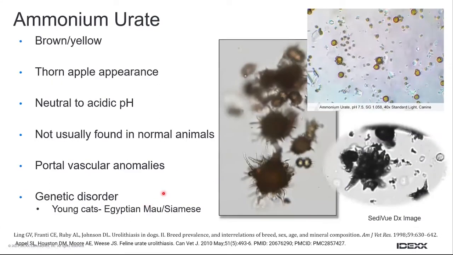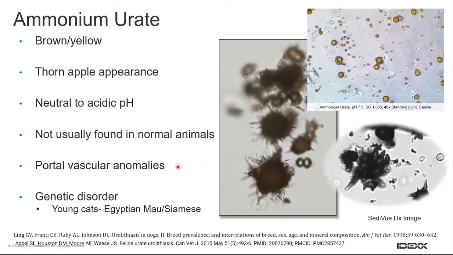Also, I just wanted to mention a couple of other types of crystal that you might be less familiar with. We have ammonium urate. On standard microscopy, they tend to be a kind of brown yellow color. On SediVue view, obviously everything is black and white or gray. They tend to have a thorn apple appearance, so kind of round with spiky bits on them. I always think they look like squashed mites on the microscopy. They tend to be found in neutral to acidic pH, and we don't tend to find these in normal animals. So if you identify these, it does generally mean there's a bit of a problem.